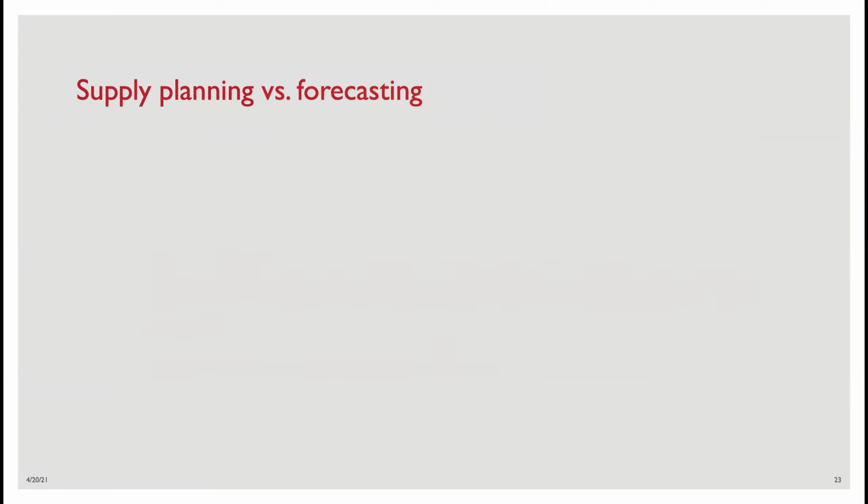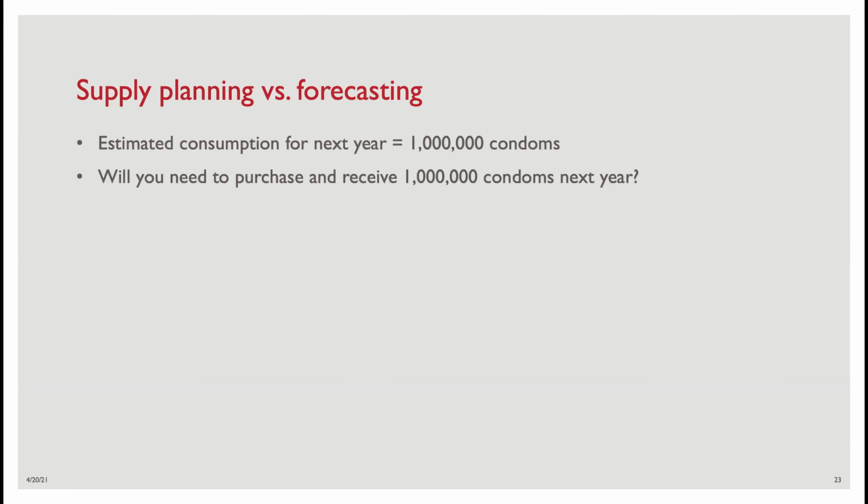Let's come back again to think about the differences between supply planning and forecasting. Recall that we defined the forecast as the estimated consumption for a specific time period. So, for example, we have a forecast consumption of 1 million condoms for the year. The question is, do we need to procure 1 million condoms? So let's ask you in a poll question.